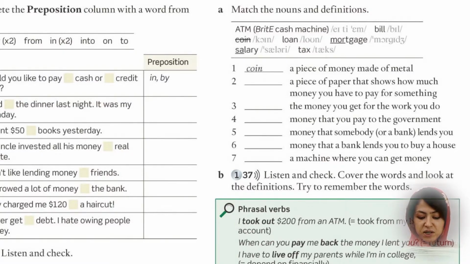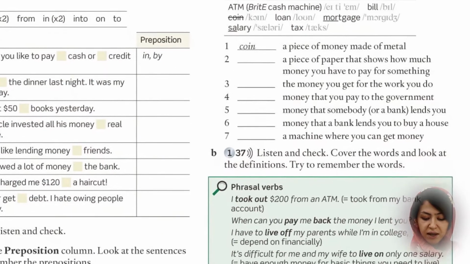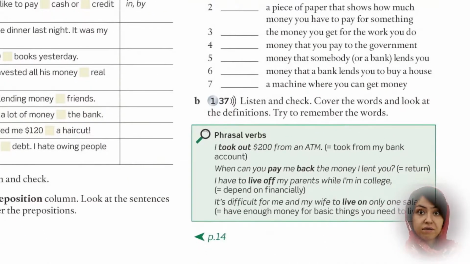Mortgage. Number 7, a machine where you can get money. ATM. So you must have known that before. Let's go to the box. Phrasal verbs. I took out $200 from an ATM. Took money from my bank account. Take out, it means to take money from your account. So it's a very important phrasal verb. Take out $10. Take out $200.